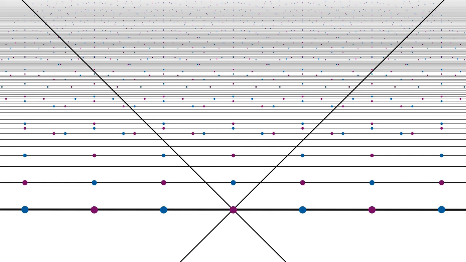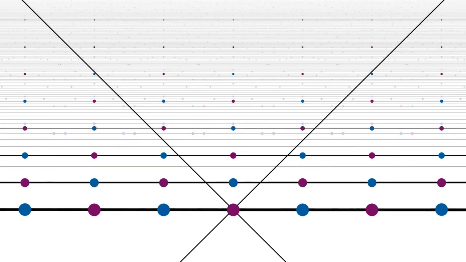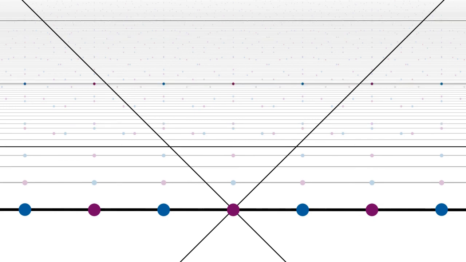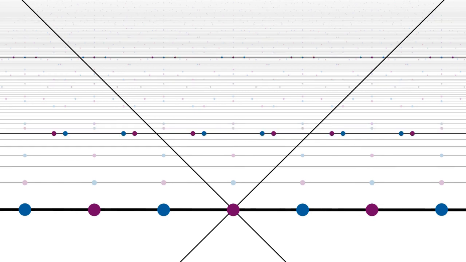Finally, I'll leave you with this picture to show you how regular this image is along lines of divisibility. Here are all the lines of norm plus or minus a power of 2. And here are the lines of norm plus or minus a power of 3, plus or minus a power of 5, plus or minus a power of 7.